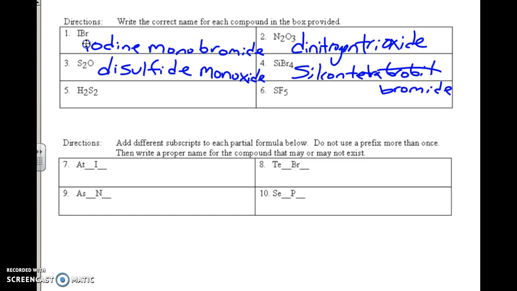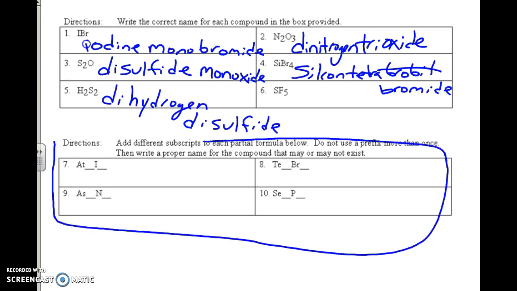Number 5, we have 2 hydrogens, dihydrogen. And then 2 sulfurs, disulfide. And number 6, sulfur pentafluoride. In 7 through 10, we want you to put numbers in these blanks and then come up with the names for those compounds.